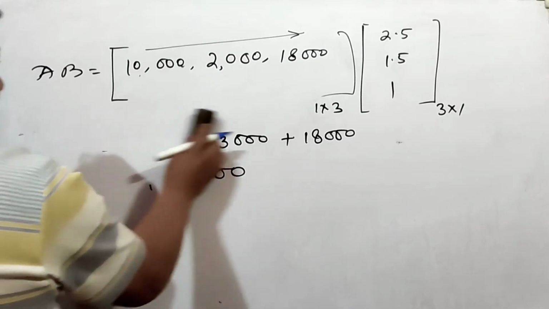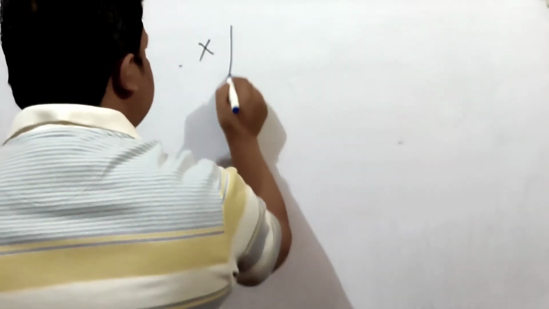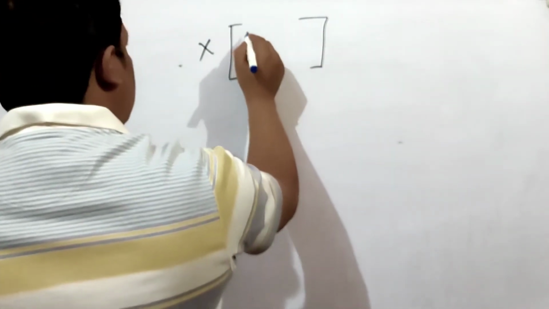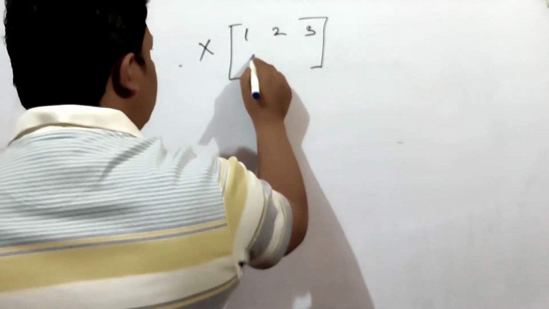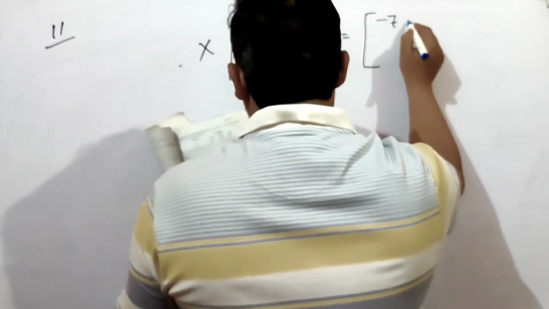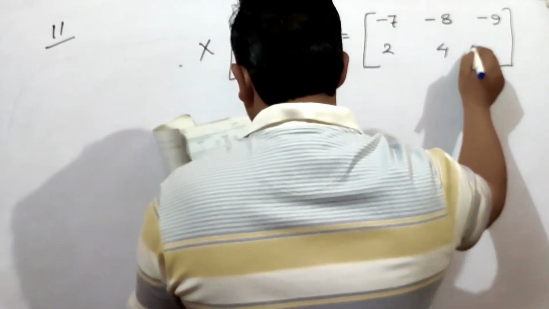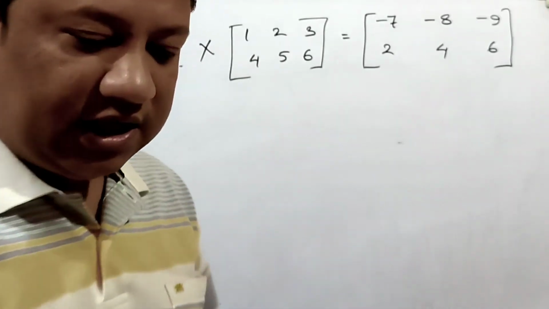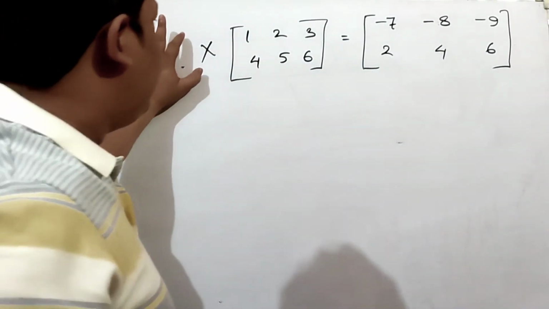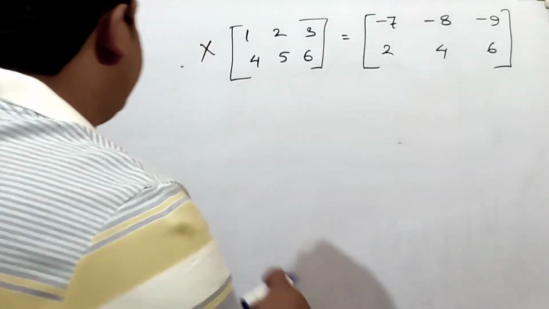Now question number 11. So it is given, question number 11, you have to just find the value of x. That means x is a matrix, you have to find that matrix: [1, 2, 3; 4, 5, 6] times x equals [-7, -8, -9; 2, 4, 6]. You have to just find the value of x. That means x is an unknown matrix. You have to just find the value of unknown matrix x.